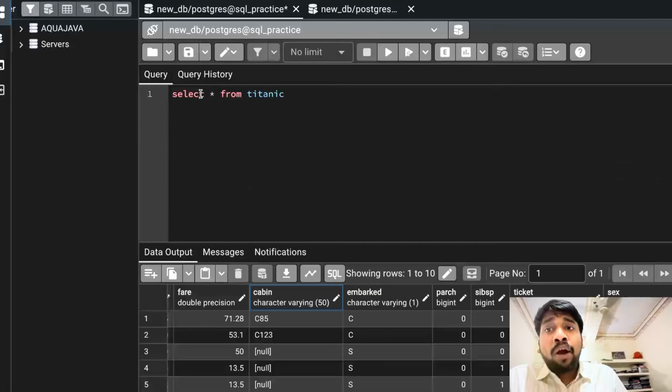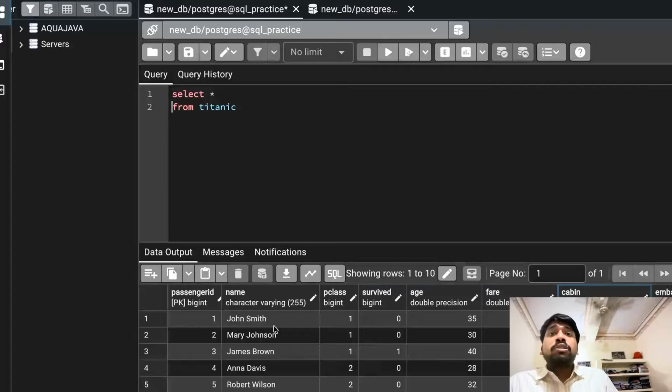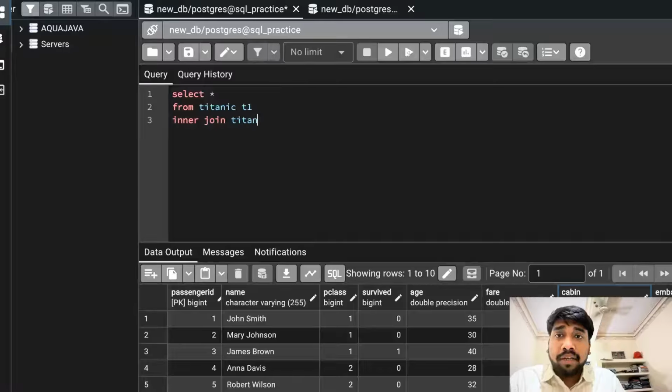Now, how to approach this? The first thing that we need to do is compare one passenger with others, so the best thing to do here is to inner join the table with itself, or popularly it is called a self join. So what we will do is we will run Titanic T1 inner join Titanic T2 on T1.name not equal to T2.name.